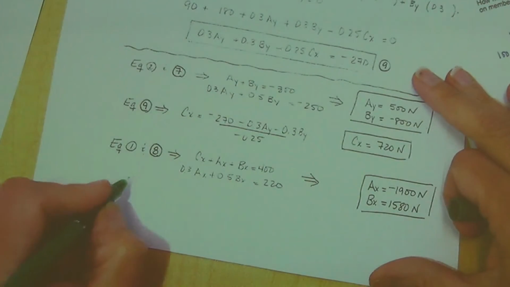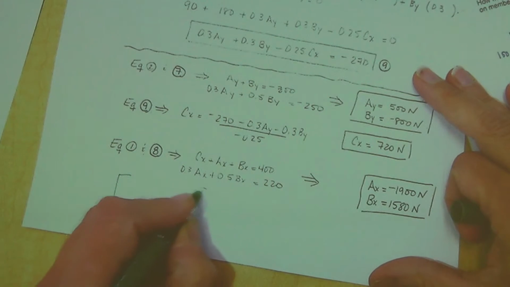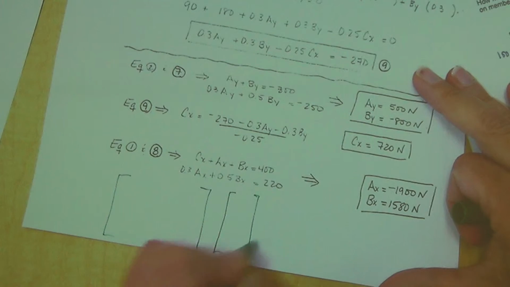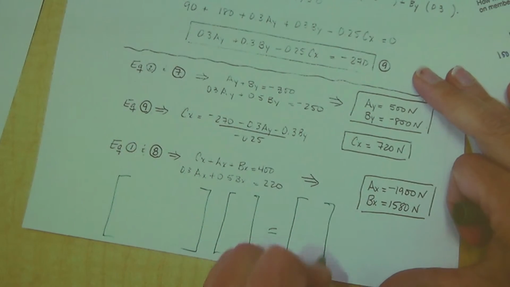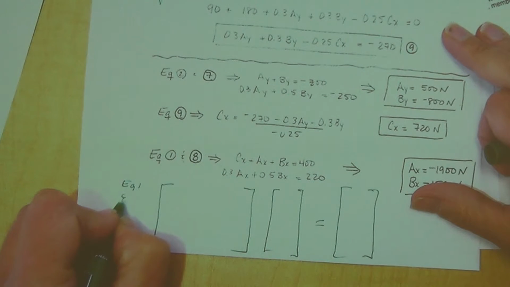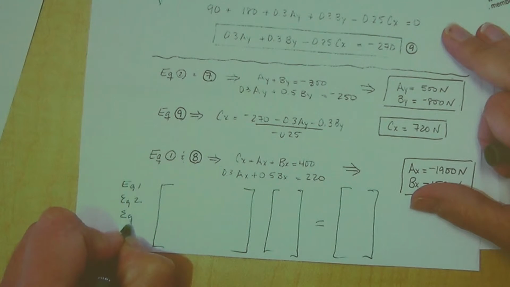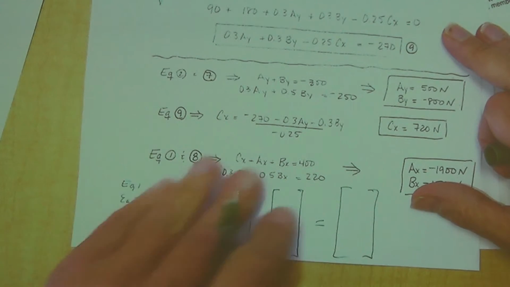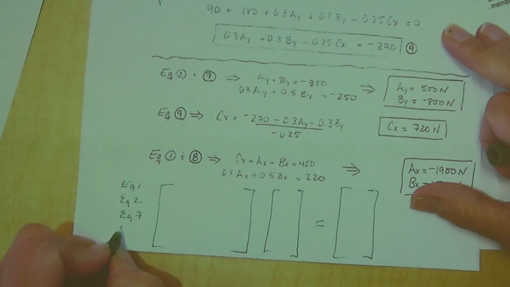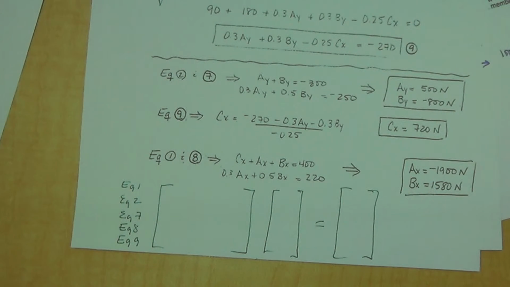Should we set that up? Let's set it up. So we have equation 1, equation 2, equation, what is it? 7, 8, 9? Okay, I have to draw little lines here.